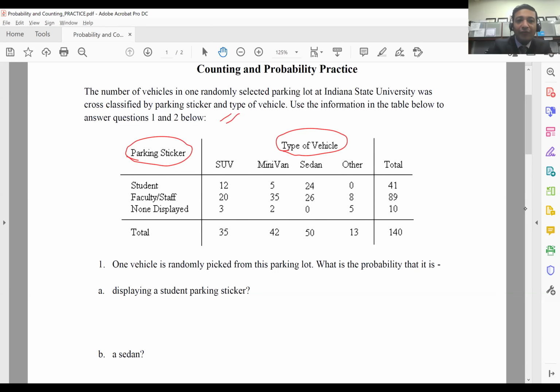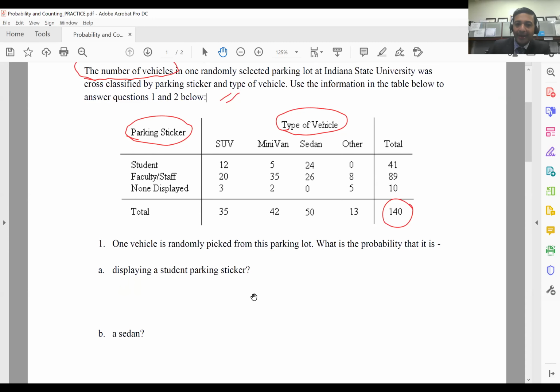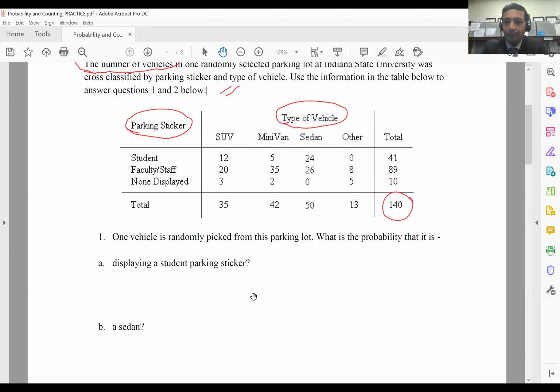Okay, and so these are the counts. So the number of vehicles. So it's not the probability that has been captured here, it's the count that has been captured here. And of course, the total count is 140. So now, if one of those vehicles is randomly picked from the parking lot, what is the probability that it's displaying a student parking sticker? And I just need an expression.